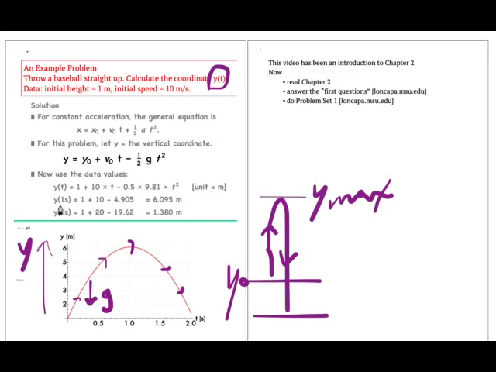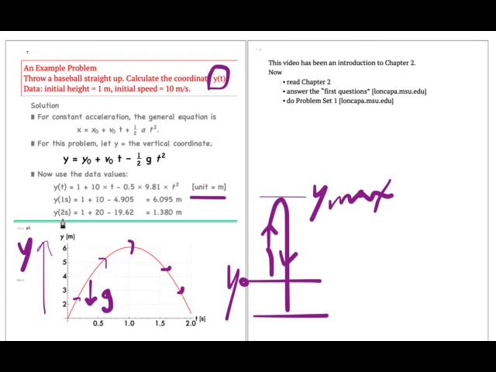So let's take 1 second. It'd be 1 plus 10 times 1 is 10, minus 0.5 times 9.81, which is 4.905. So it'll be 6.095 after 1 second. So after 1 second, it's more or less at the maximum. It's around 6 meters.